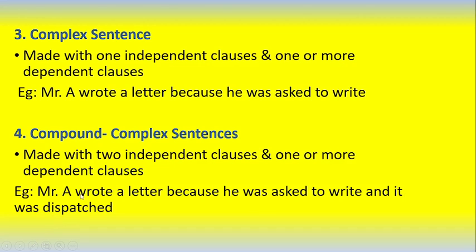See here, Mr. A wrote a letter. There is a subject, a verb, and an object. "Because he was asked to write" is not a complete sentence. It is a partial sentence, a dependent clause. "And it was dispatched": it is the subject, was is the verb, dispatched is the object. See, it is complete, an independent clause. So there is a combination of two independent clauses and one dependent clause. So it is a compound complex sentence.